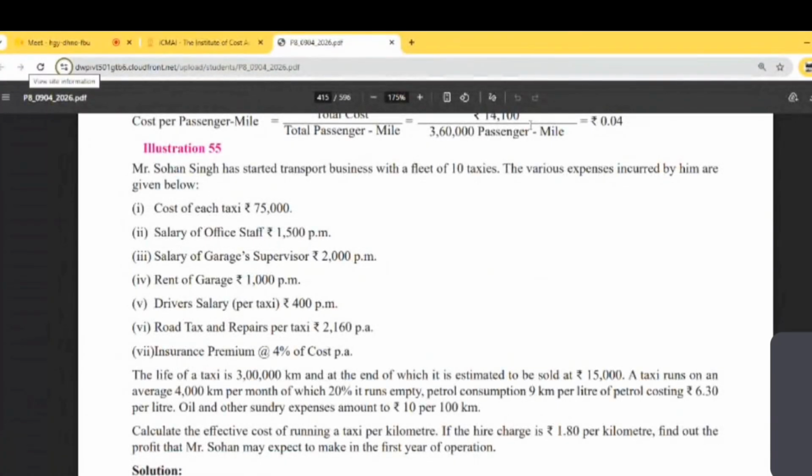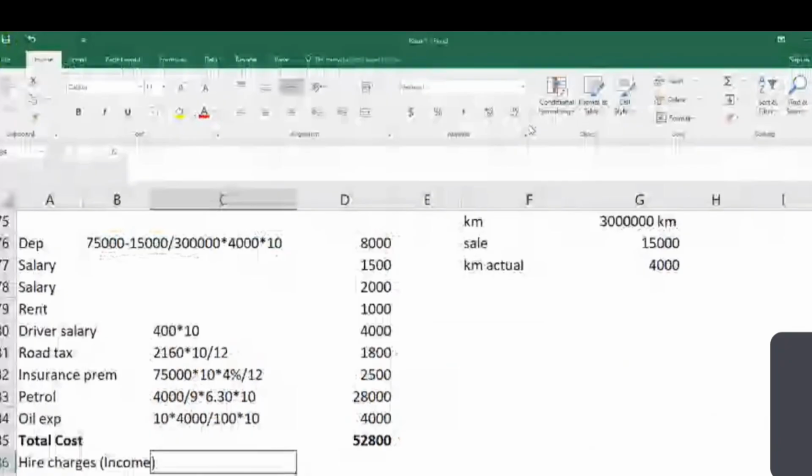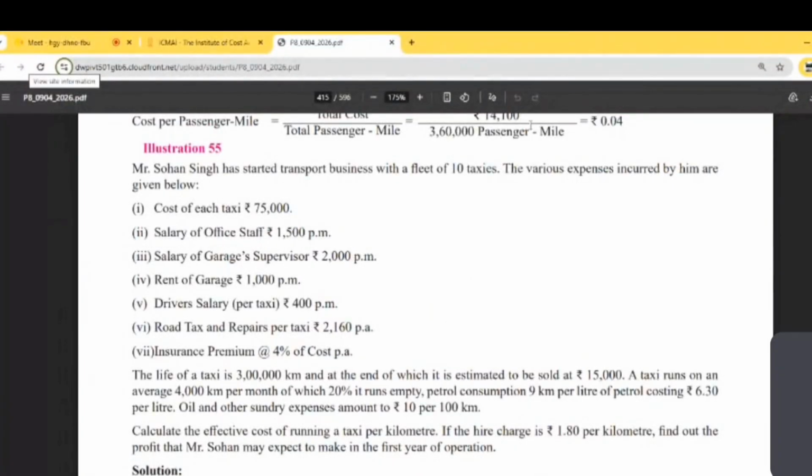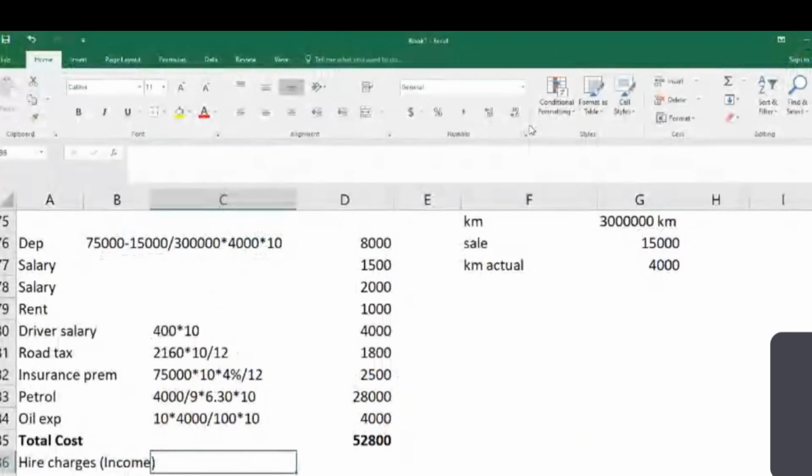What they are telling is 1.80 per kilometer. So how many kilometers you are running, you have to check that. So 4,000 kilometers into the number of taxis, which is 10, so 40,000 kilometers. In that they are telling here, for 4,000 kilometers, 20% is running empty. So you can charge only for 80%.